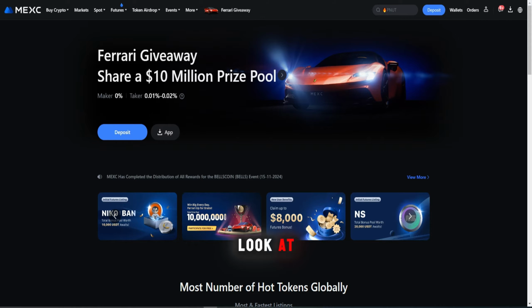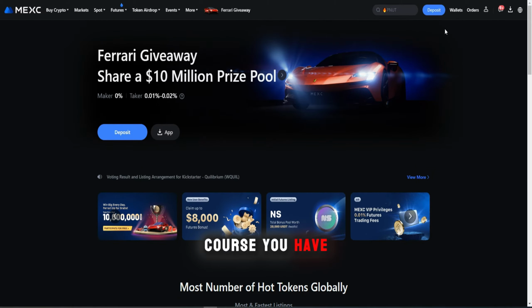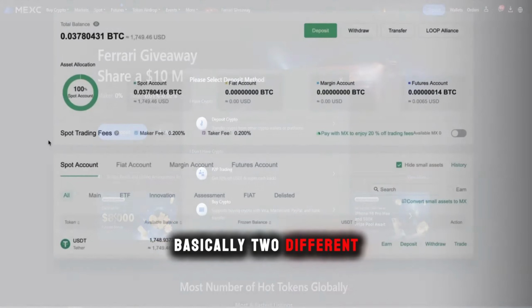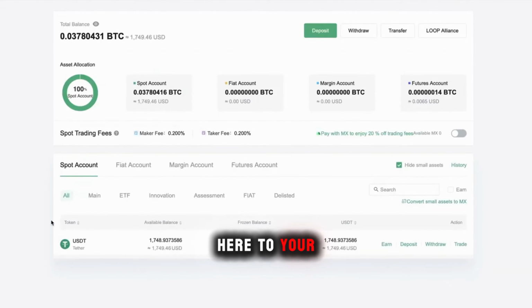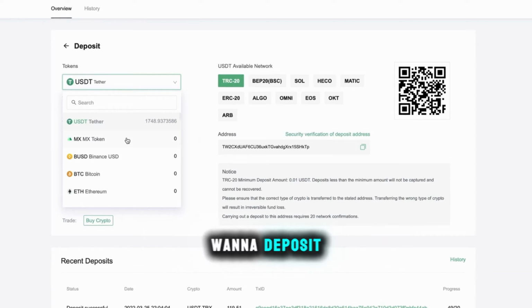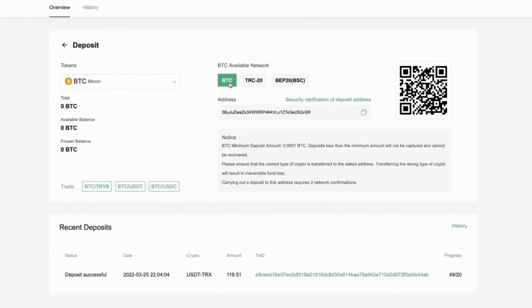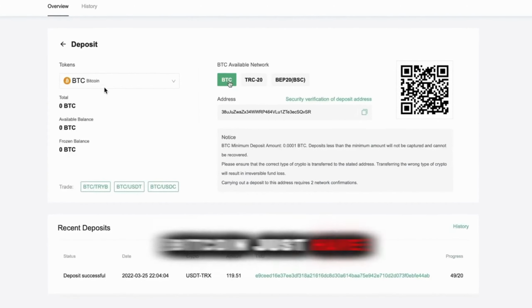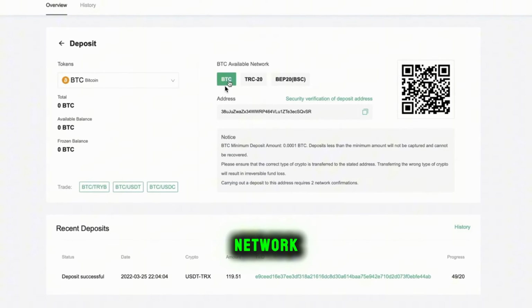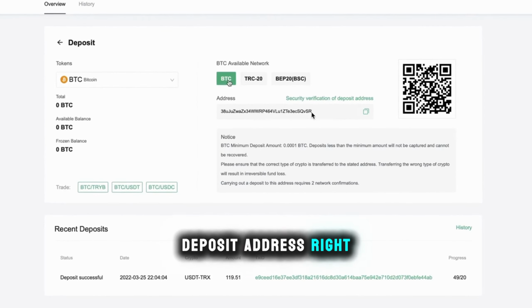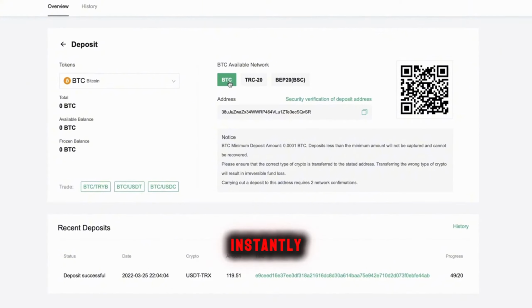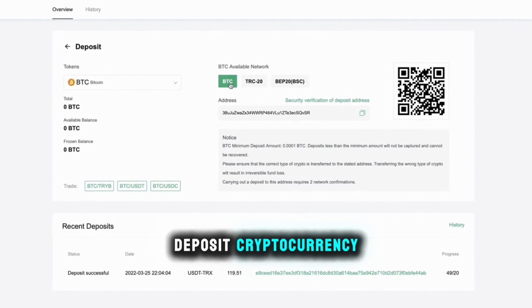And we'll now take a look at the first step that you will always have to do when you start using an exchange, which is, of course, you have to deposit money. So you have basically two different options. You can go here to your profile and then choose whatever currency you want to deposit. All of these cryptocurrencies, you can simply deposit here. For example, you can choose Bitcoin. You just have to select a network, and then you will get your deposit address right here without any fees, instantly. It's very easy how you can deposit cryptocurrencies here.